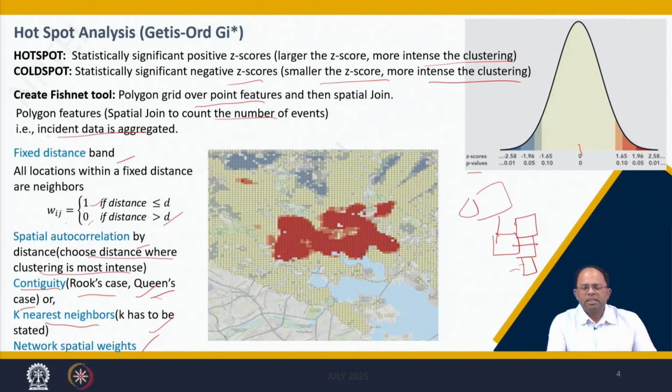Over here you can see in this particular map, this is just an illustration where a fishnet has been created. Then we have run the program, and you can see the hotspots and cold spots. Red is intense hotspot, deep blue is intense cold spot, grayish is a lesser value of cold spot, light orange is a lesser value of hotspot, and the rest are neither hotspot nor cold spot.